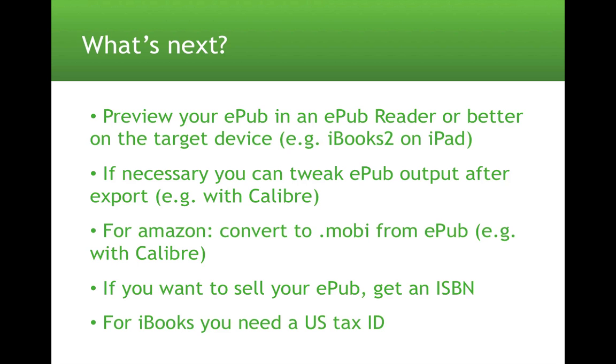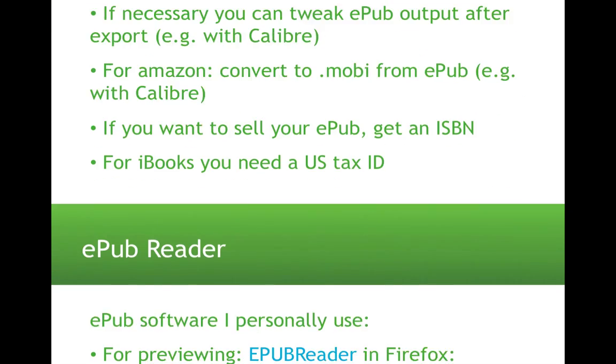If you want to sell your ePub, you need an ISBN, International Standard Book Number. And if you want to sell in the iBook store from Apple, you actually need a US tax ID. That's not a problem for US citizens. For anybody else outside the US, you need to apply for a US tax ID, which in Germany took me 3 to 4 weeks to actually get one. So keep that in mind if you want to publish tomorrow and sell your book, that you need to maybe contact the US tax authorities first.